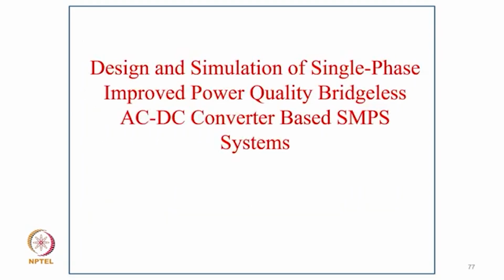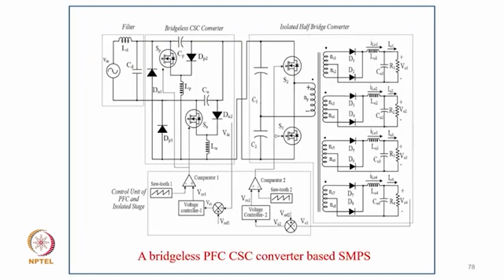Now coming to design and simulation of single phase improved power quality bridgeless AC/DC converter based switch mode power supply. So you can see here, we don't have a diode bridge. What we have here are two canonical switching converters, one for the positive half cycle, another for the negative half cycle. We don't completely eliminate the diode bridge, but we eliminate almost half the number of devices. Then again, of course, the second part of the switch mode power supply is not changed, that is a half bridge with multiple outputs.